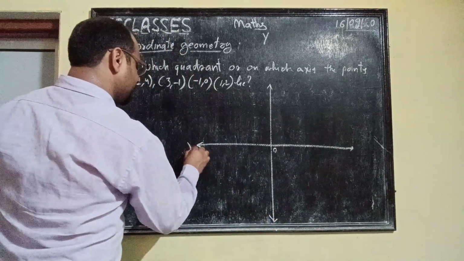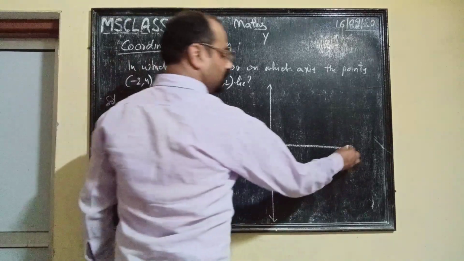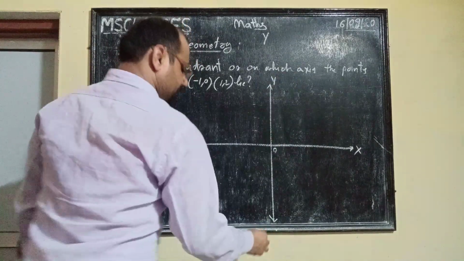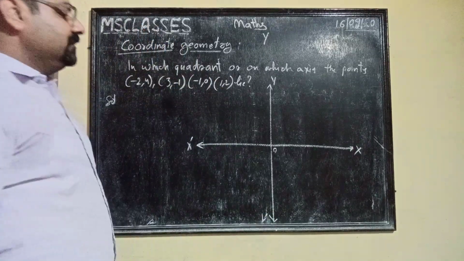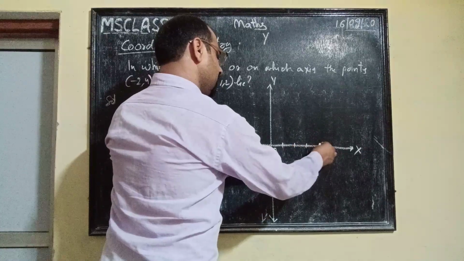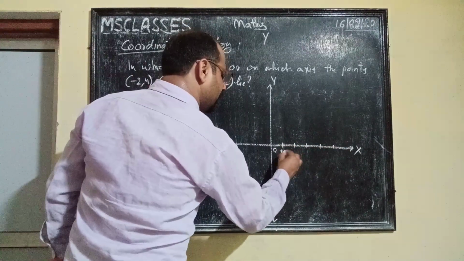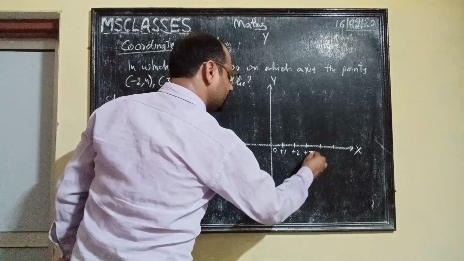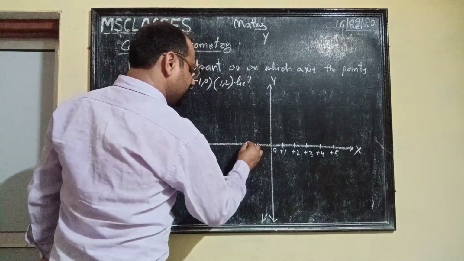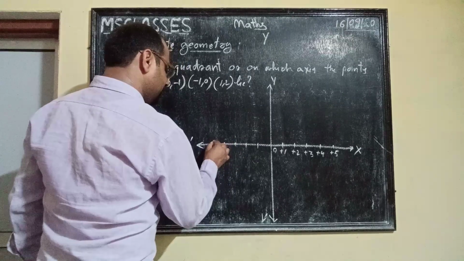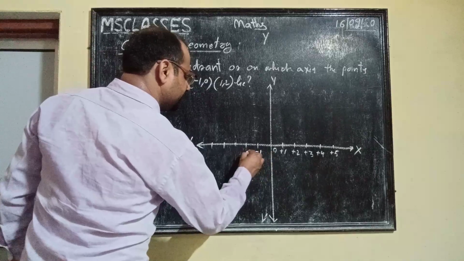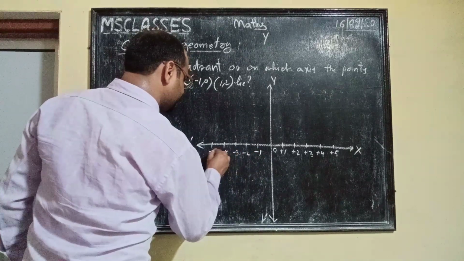To the left side this is minus x or x dash, to the right side this is x, and this is y to the top, and to the bottom this is y dash. When we start from 0, this is 1, 2, 3, 4, 5, all positive, and to the left side 1, 2, 3, 4, 5, all points are equidistant, -1, -2, -3, -4, -5.